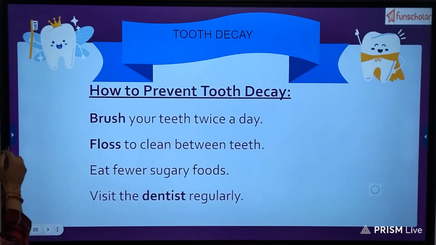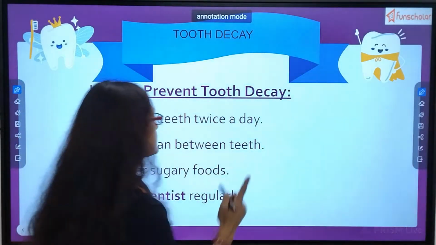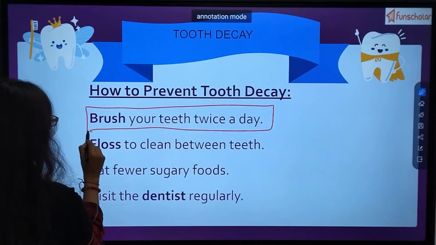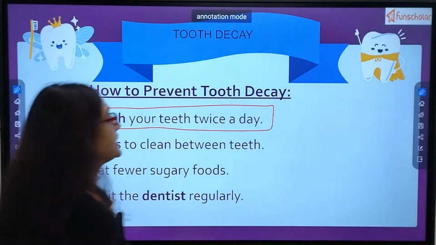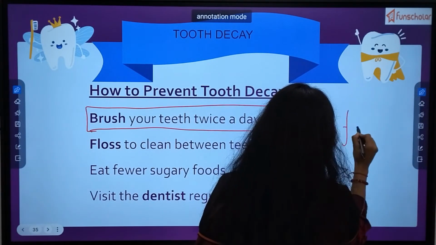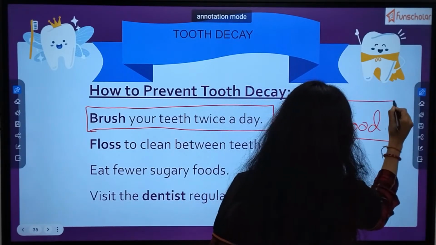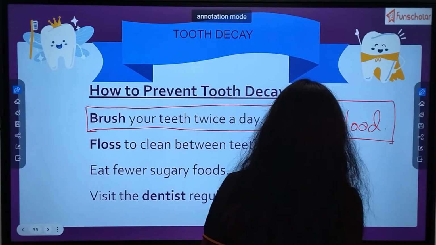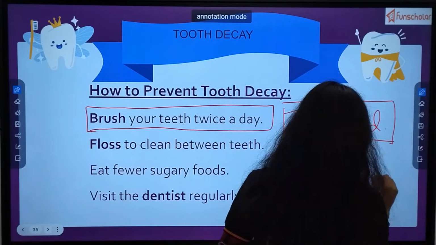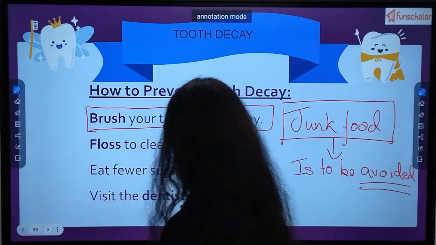Now, how to prevent tooth decay? First is brush your teeth twice a day. Avoid eating junk food. See, junk food is the cause of so many diseases in your body. Junk food is to be avoided.